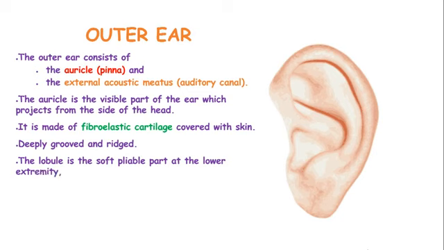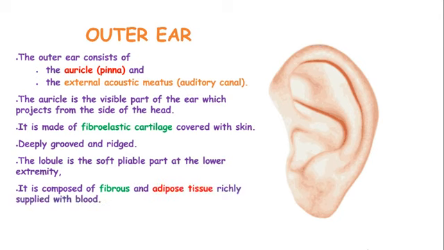The lobe is the soft, pliable part of the lower extremity, and it is composed of fibrous and adipose tissue richly supplied with blood.